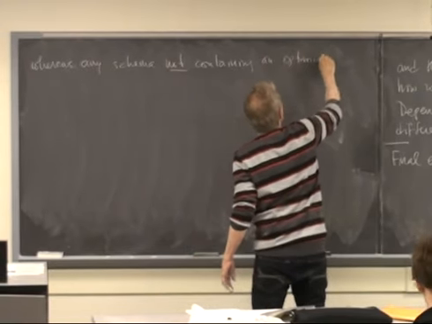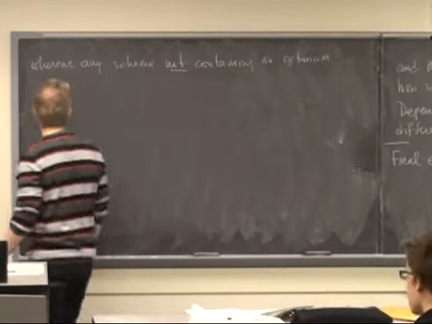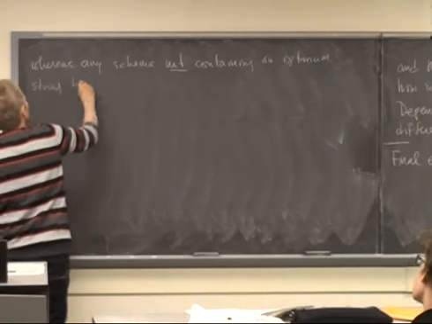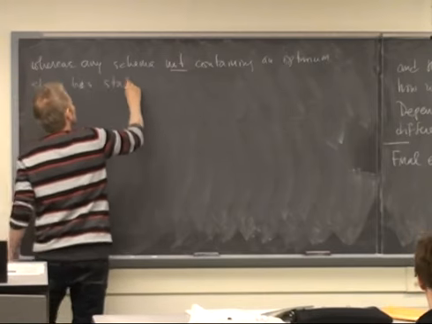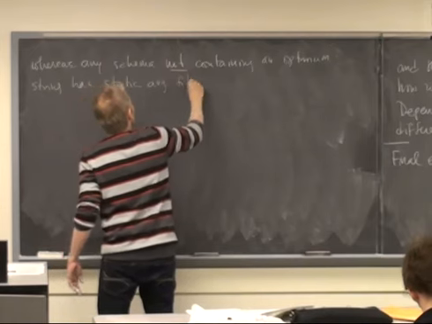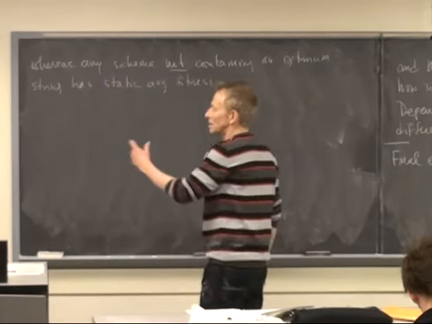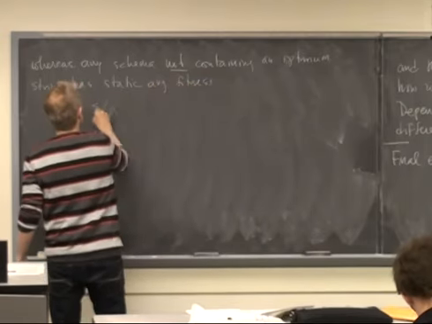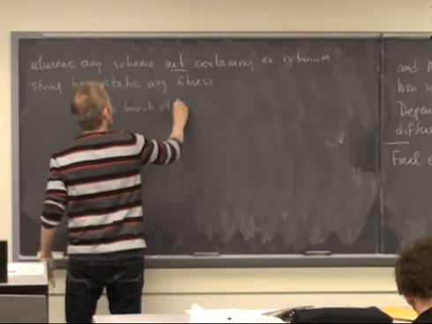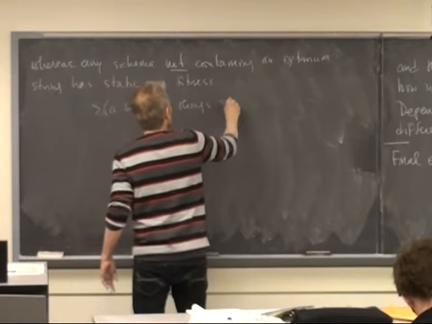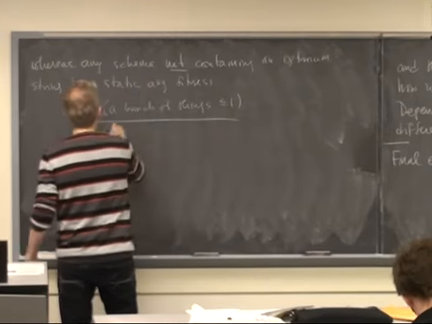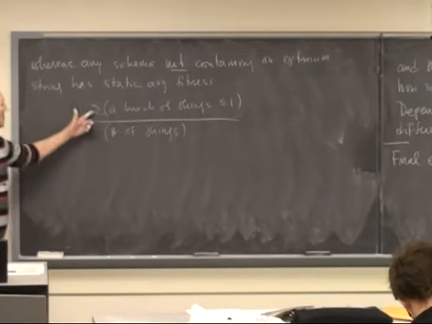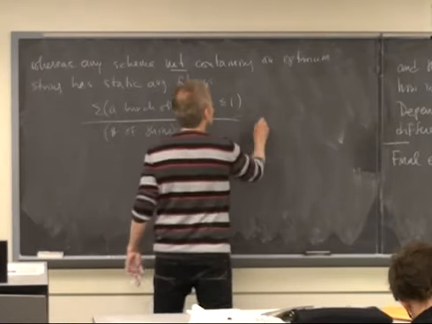Any schema not containing an optimum string has static average fitness what? Well, it's going to have a bunch of things that are less than or equal to 1, divided by the number of things, and that's going to be less than or equal to 1.